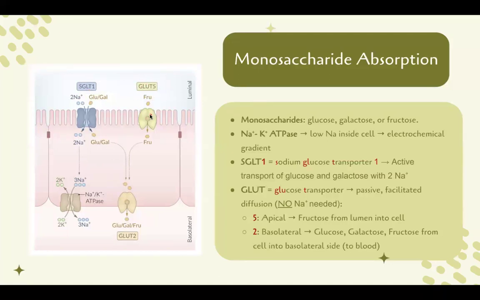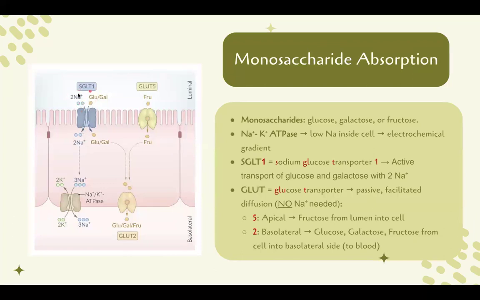GLUT5, however, is a passive process. It will transport fructose into the cell without using any energy. It's kind of just like a channel for fructose to go through, okay? So SGLT1 is for glucose and galactose. GLUT5 is for fructose. You can kind of remember that 5 starts with an F and fructose starts with an F, so they're kind of related. And SGLT1 is for these two because these two they look really similar and they are pretty similar. So they use their own similar channel, okay? The same channel basically.